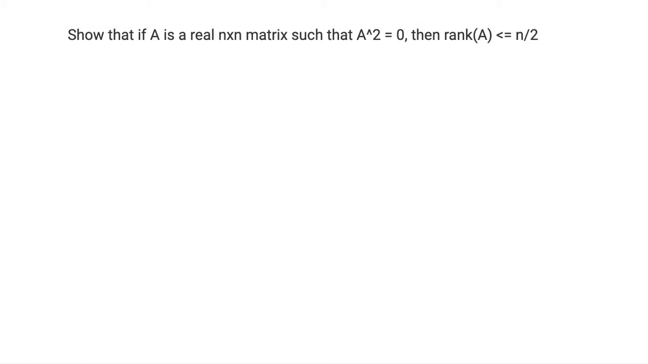Today we're going to consider this additional problem for Gunning's Introduction to Analysis, which reads as follows. Show that if A is a real n by n matrix such that A squared equals 0, then the rank of A is less than or equal to n over 2. Take a couple seconds to try this out for yourself, then we'll do some hints, then we'll get on with the proof.